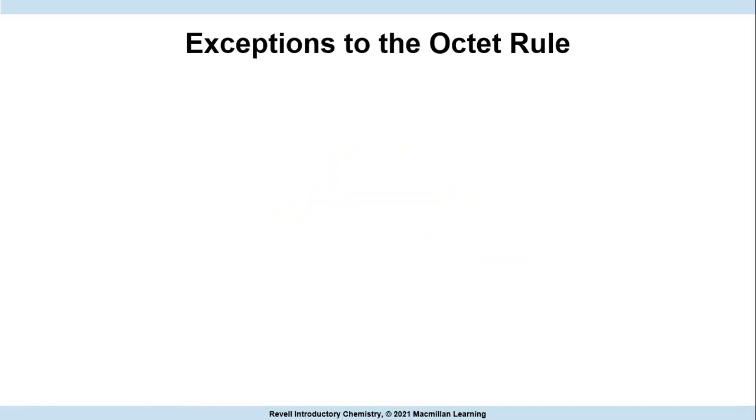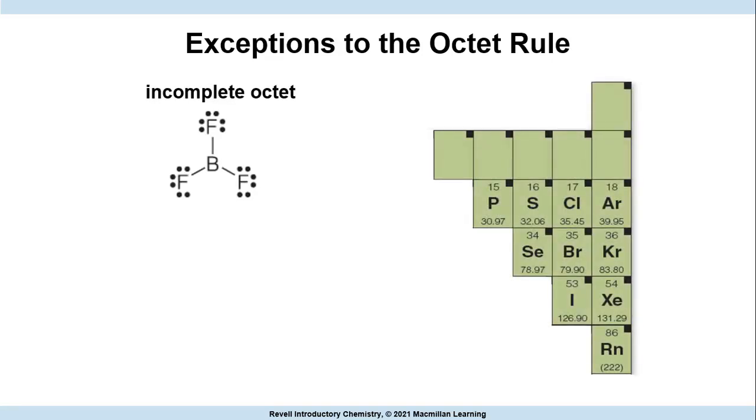So now let's see what we call the exceptions to the octet rule. And for the exceptions to the octet rule, we are going to outline a number of things here. So the first thing that we are going to outline is an incomplete octet. When we talk of an incomplete octet, that is a situation where an element or an atom has less than 8 electrons, but it is satisfied. For example, we have boron trifluoride here. For boron trifluoride, the central atom here is boron. It has just 6 electrons and it is satisfied.